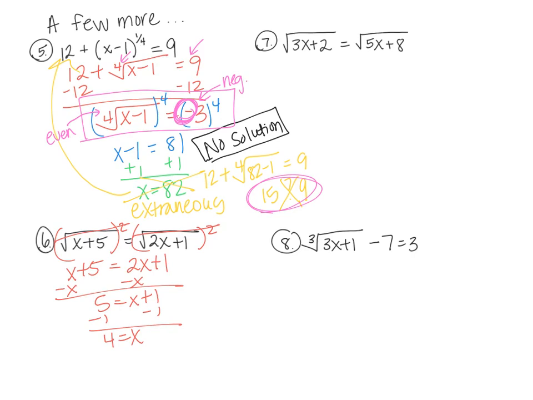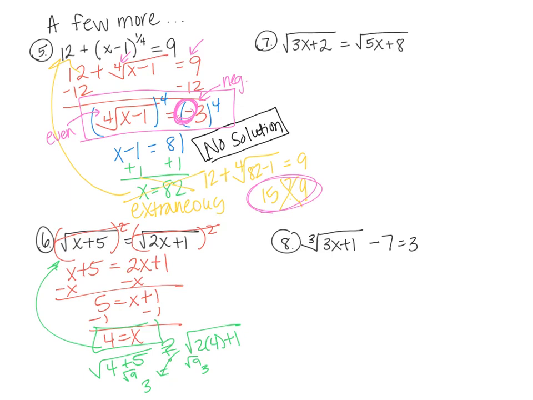So I actually want to go ahead and go back and check, because as we saw in the last one, we're never really sure until we check. So let's go back and plug in. So I've got the square root of 4 plus 5, and I want to see, does it equal the square root of 2 times 4 plus 1? So let's see, 4 plus 5 is 9, so I've got the square root of 9, which is 3. 2 times 4 is 8. 8 plus 1 is 9, so I've got the square root of 9, which is also 3. So yes, indeed, they equal. So x does equal 4.